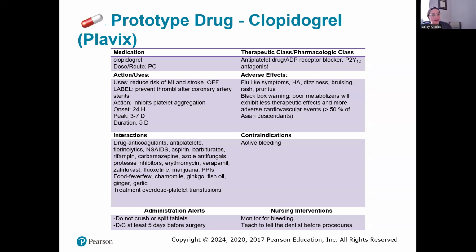So this is the only one that does not have an antidote that we have learned so far. A platelet transfusion is what's needed though. Okay, so no medication antidote. You have to replace what they don't have if they need more platelets to help clot. Contraindicated with active bleeding. Okay, do not crush or split the tablets. They need to stop them 5 days before having surgery. Monitor for bleeding, tell the dentist before they do procedures, okay?